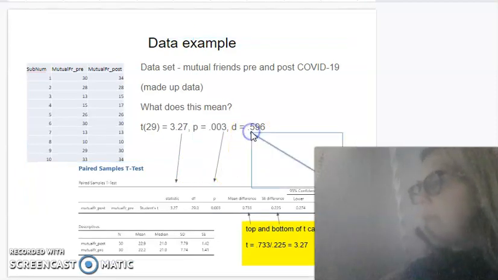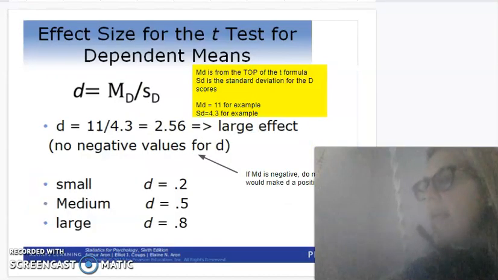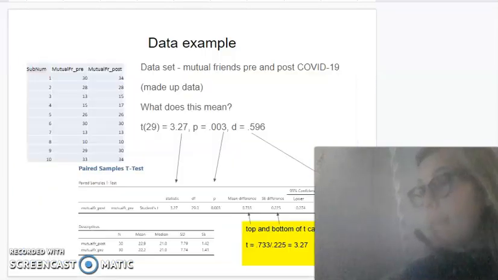And then I can also see it does calculate, my image kind of covers this up, but it does calculate Cohen's d, and Cohen's d here is 0.596. So 0.596, if I were to go back and look, is part of that medium. It's a medium effect.